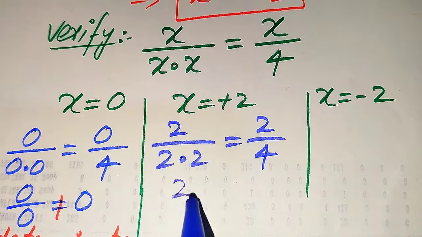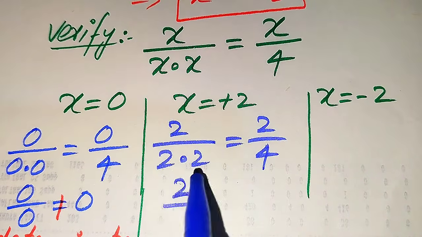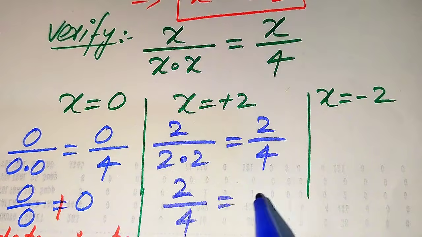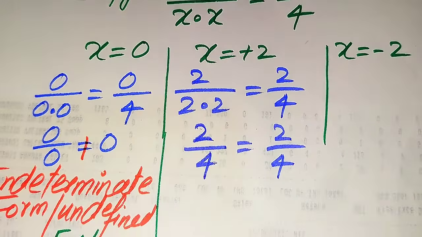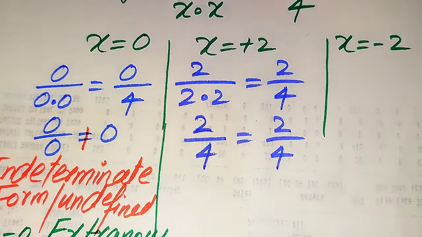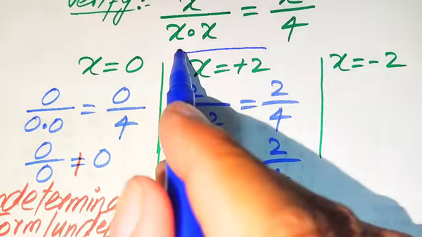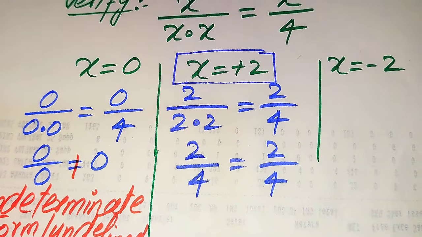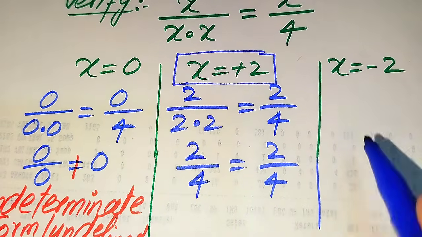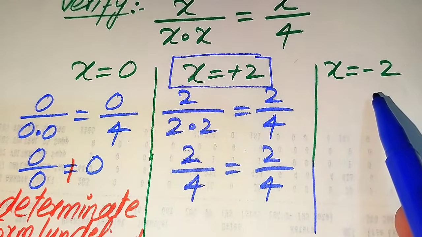Here you see that 2 divided by 2 times 2 becomes 4, equals 2 divided by 4, and you see here both of the sides are equal. It means that the value x equals plus 2 satisfies our given question statement. And now we verify the third value of x, and here we have x equals minus 2.